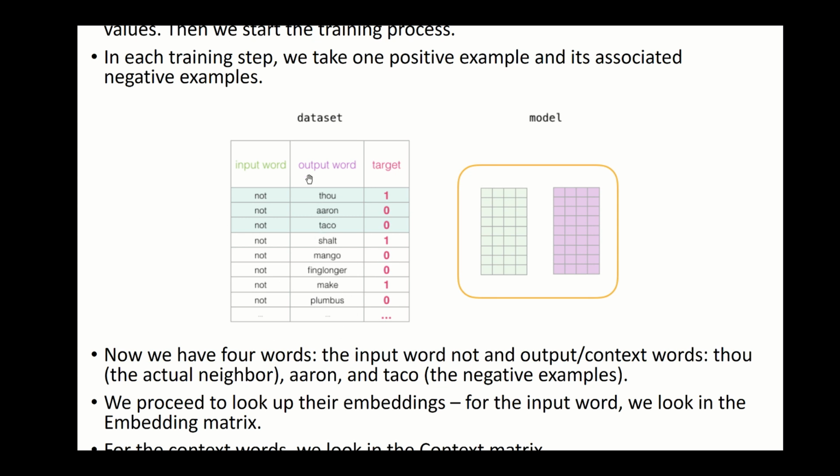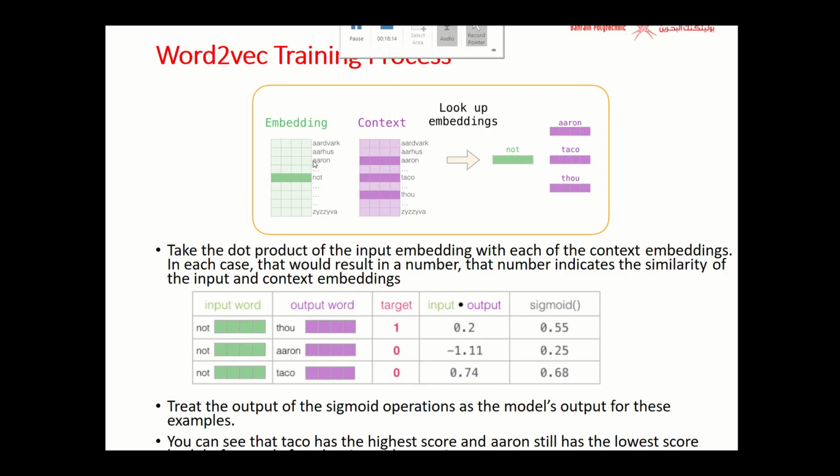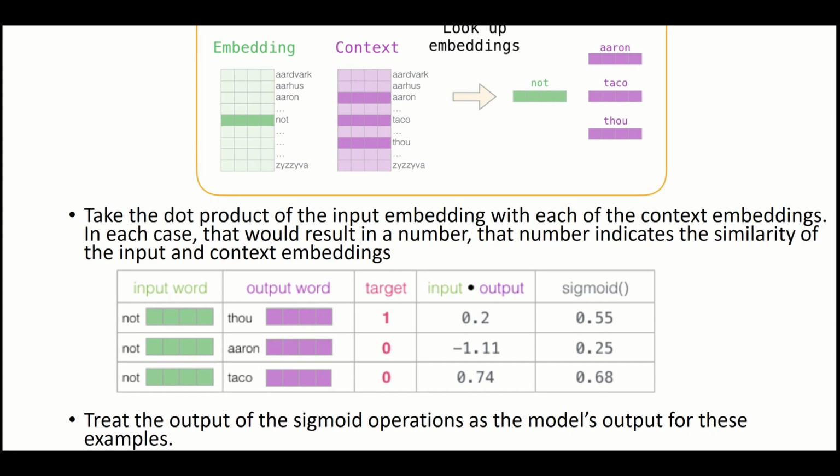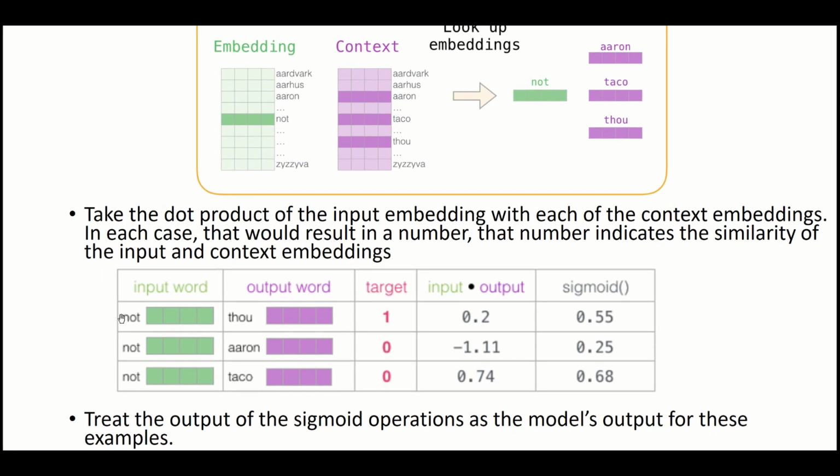Now we look at the embeddings for each input word, and we also look in the context matrix. Here there is an embedding matrix, and for the embedding of "not" you have its corresponding context: "thou", "Aaron", and "Taco". Its targets we already know: 1, 0, 0. So these are the negative samples.